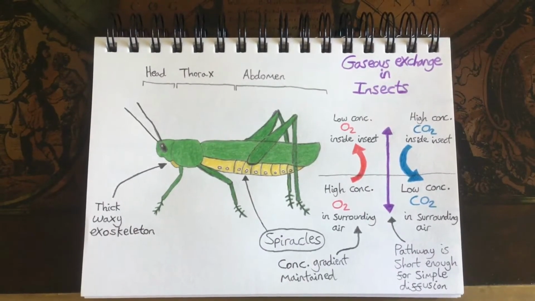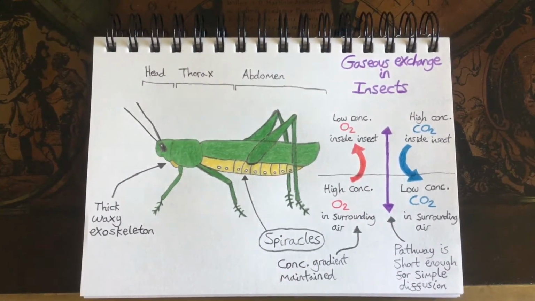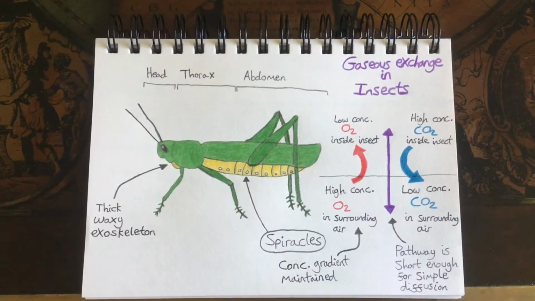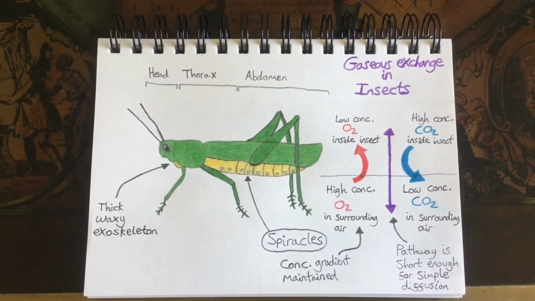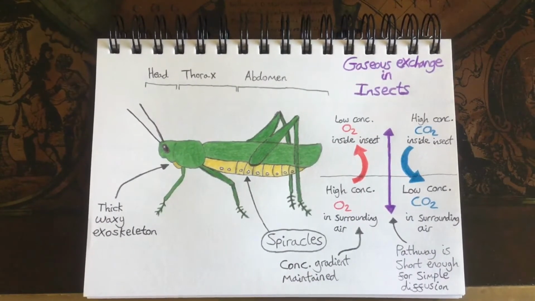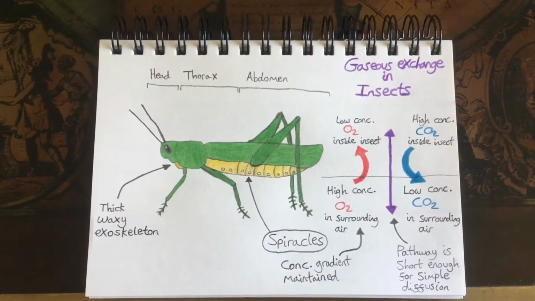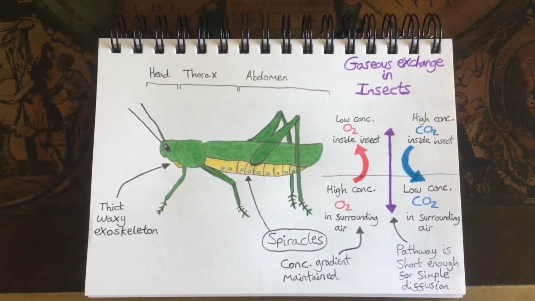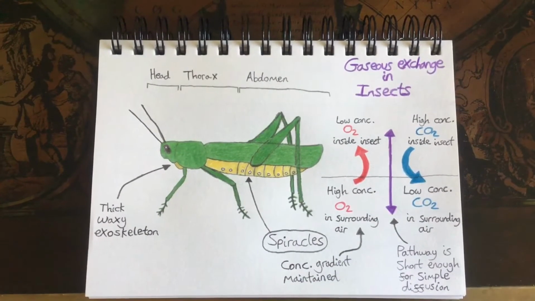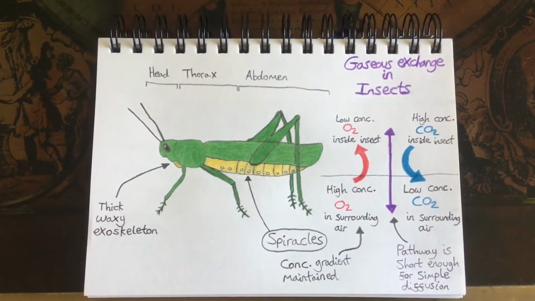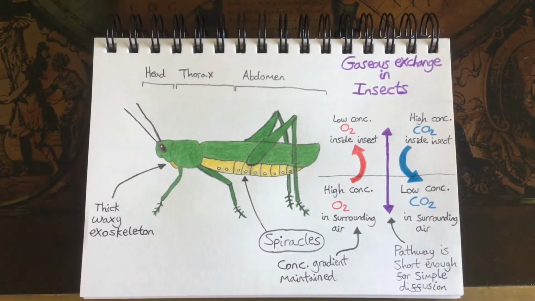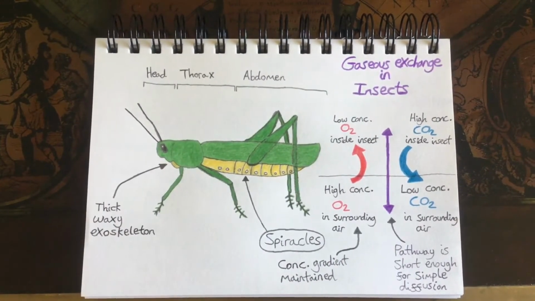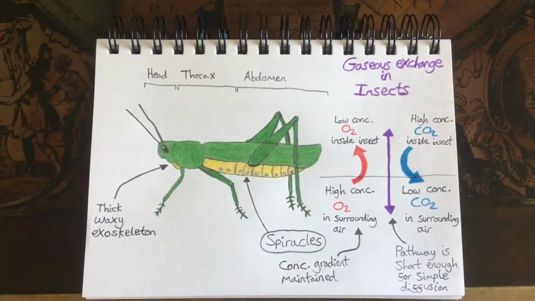And there are three things that allow for this to happen. So firstly, the concentration gradient. That is always maintained. So there will always be a far lower concentration of oxygen inside the insect compared to in the surrounding air outside of the insect. And that allows oxygen to diffuse from the area of high concentration outside to the area of low concentration, which is inside the insect. And the opposite for CO2.